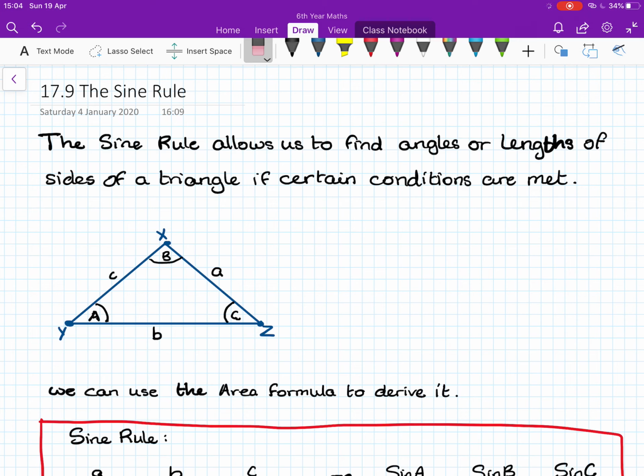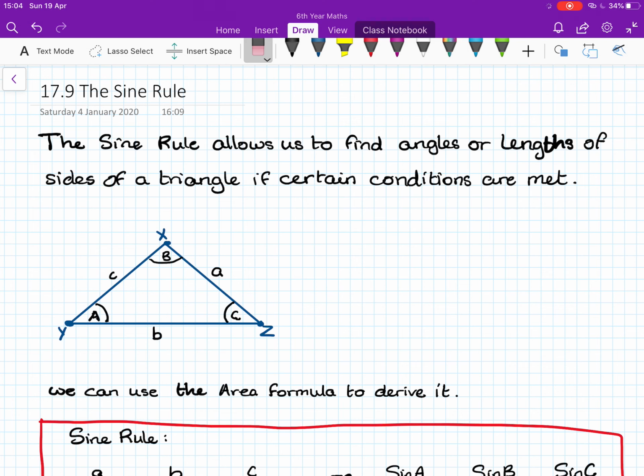Okay, so one of the rules we look at for non-right angled triangles in trigonometry is something called the sine rule. The sine rule allows us to find angles or side lengths of triangles if they're not right angled. So for instance, first thing we're going to do is have a look at this triangle here in blue.